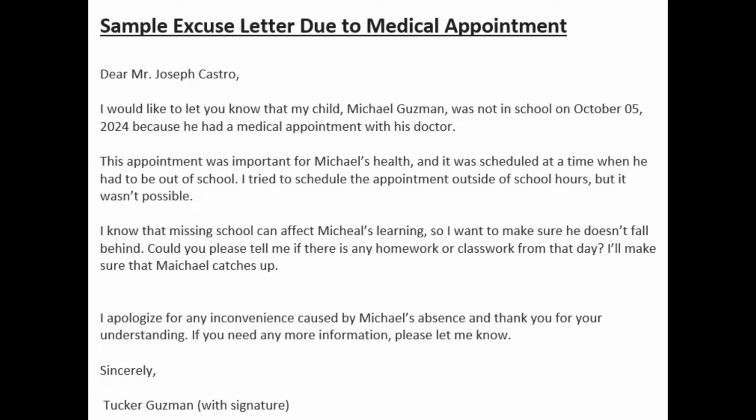Sample excuse letter due to medical appointment. Dear Mr. Joseph Castro, I would like to let you know that my child, Michael Guzman, was not in school on October 5, 2024, because he had a medical appointment with his doctor. This appointment was important for Michael's health, and it was scheduled at a time when he had to be out of school. I tried to schedule the appointment outside of school hours, but it wasn't possible.